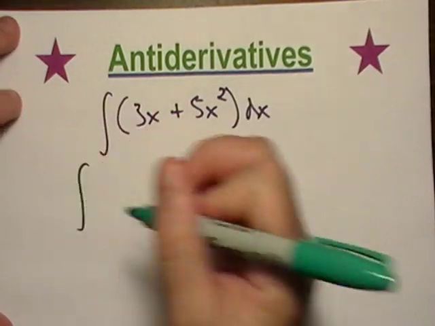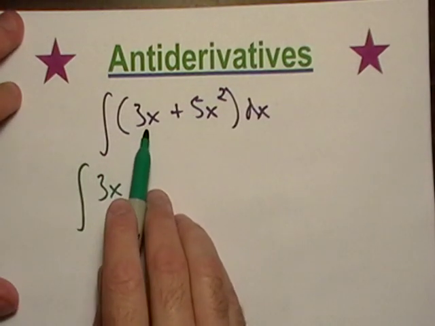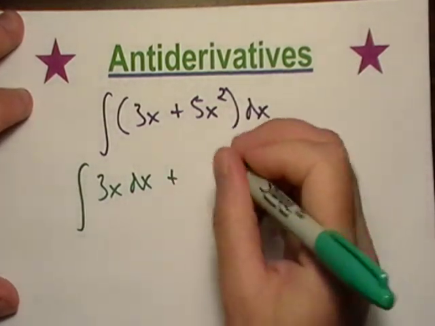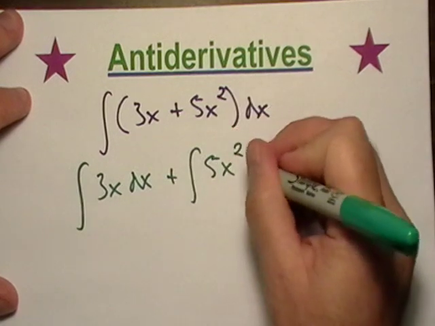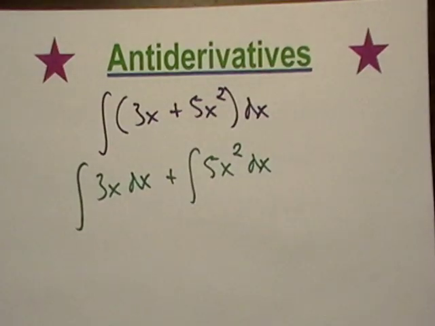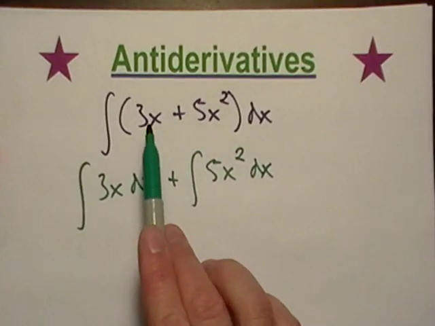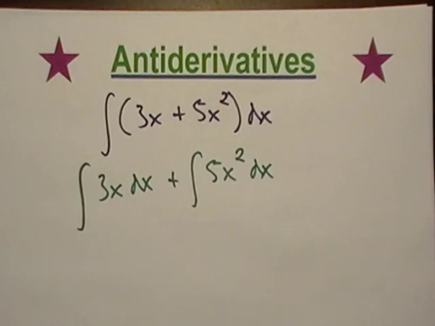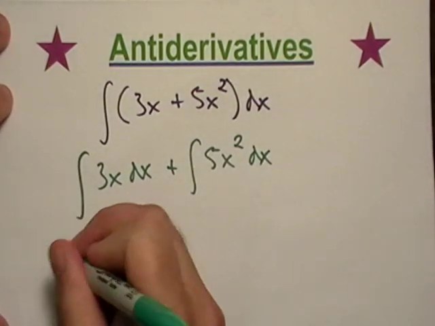Okay, so that just means I'm gonna find the antiderivative of 3x. Okay, so there's a notation, and I'm gonna add it to the antiderivative of 5x squared. Okay, so basically that tells you right away that you can take antiderivatives and you can add them together and end up with a general antiderivative in the end. Okay, so let's see here. Let's go ahead and use the power rule right here.